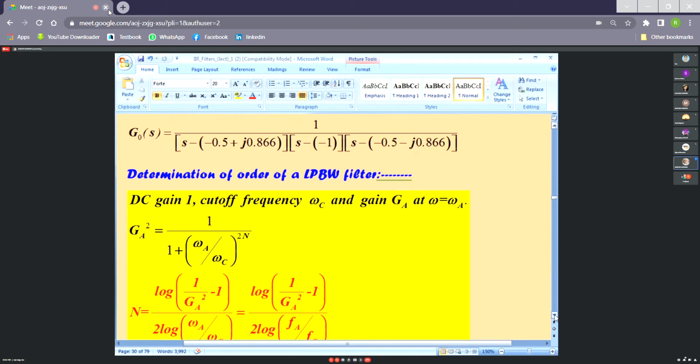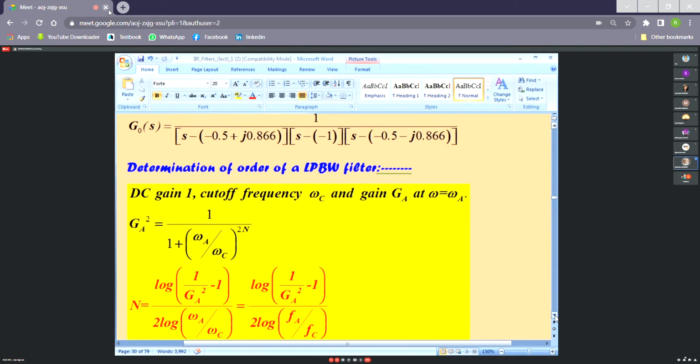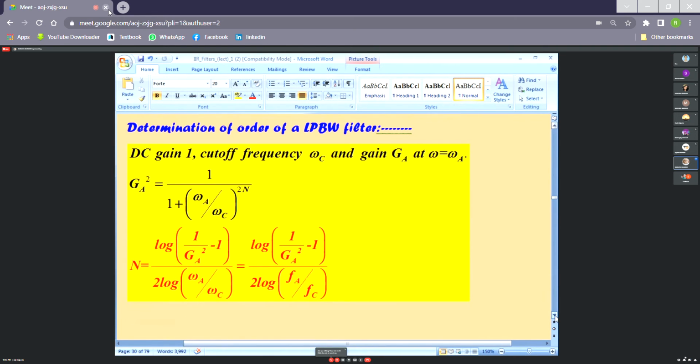Have a look at the magnitude squared function for the Butterworth filter. So say at a frequency omega equal to omega A, the gain is GA. Then GA squared, GA should not be in dB, GA should be as a ratio, GA squared will be 1 by 1 plus omega A by omega C raised to the power twice n. So from this expression, you can easily evaluate the unknown n. What will be n? N will be as given here.